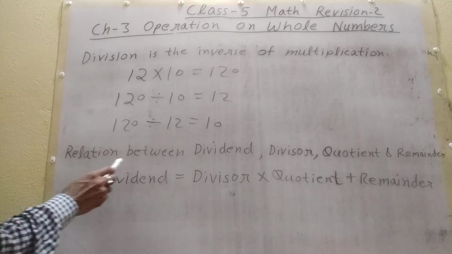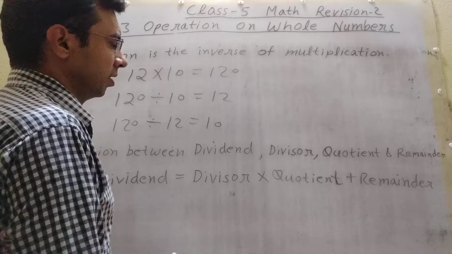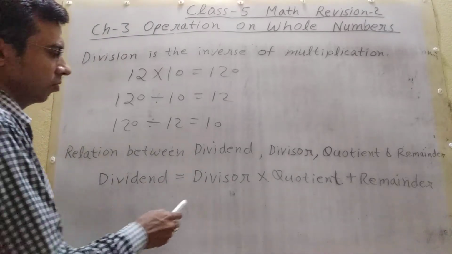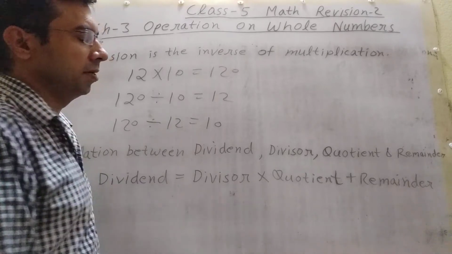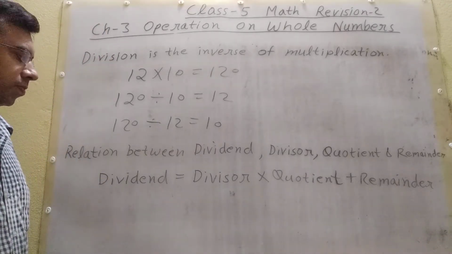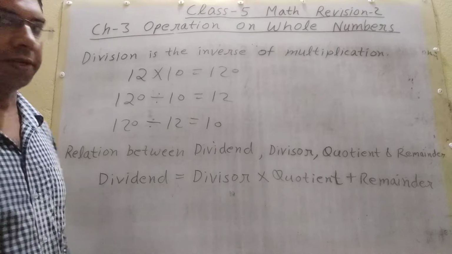Now the relation between dividend, divisor, quotient and remainder. Dividend is equal to divisor into quotient plus remainder. So this is the relation.